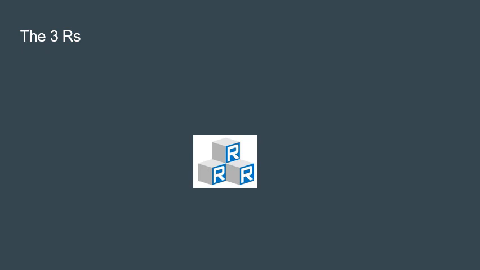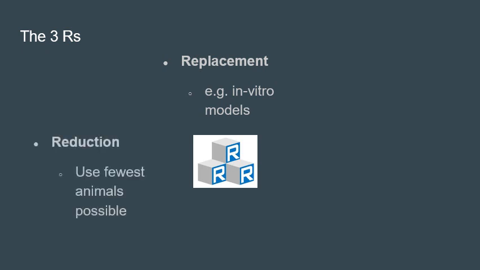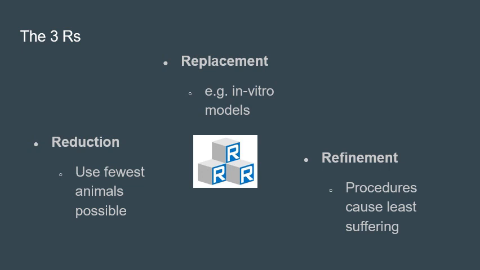The 3 R's are an important principle used in animal research to reduce the amount of suffering animals may experience. The first R is replacement. This means trying to use alternatives to animal research where possible, such as in vitro models. Reduction involves using the fewest animals possible to get the results you need from an experiment. Refinement involves using procedures that cause the least suffering possible.